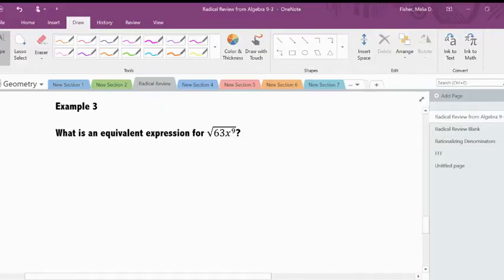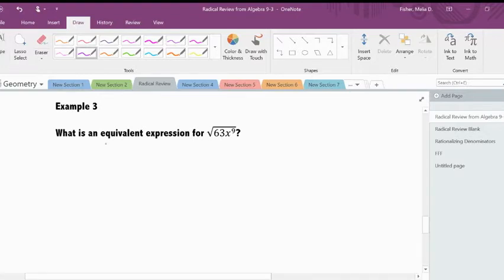3, we're going to look at an equivalent expression for the square root of 63 x to the 9th. Now notice that x to the 9th is under the square root sign. It's under the radical sign. So I know there was a Math Excel recently that was throwing people off with this very idea. So we need to look at how this works when we have a variable with an exponent under the radical.